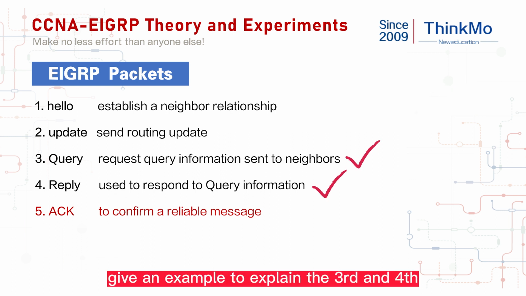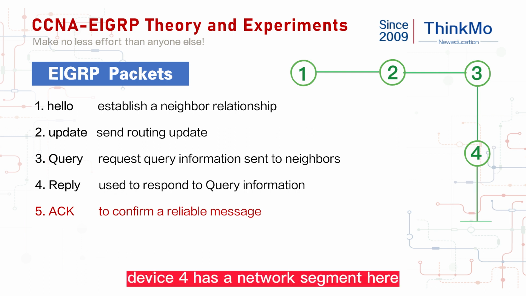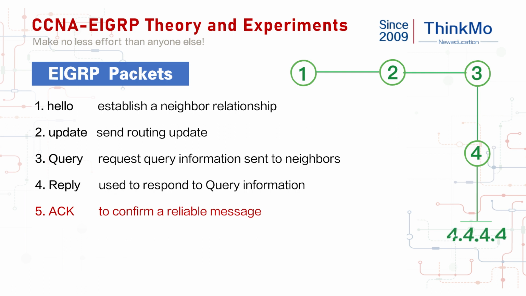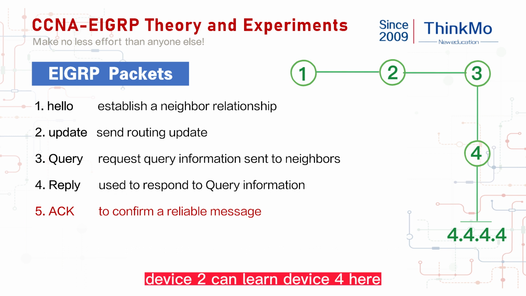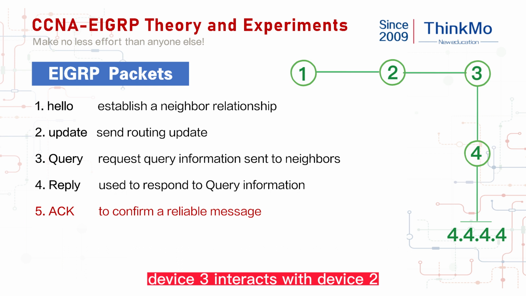Let me give an example to explain the third and fourth. Let's draw a picture: 1, 2, 3, 4. These are 4 devices. Device 4 has a network segment here, assuming it has the address 4.4.4.4. So now running EIGRP, device 2 can learn device 4's network, because device 4 interacts with device 3, and device 3 interacts with device 2. Device 2 has this 4.4.4.4 route.